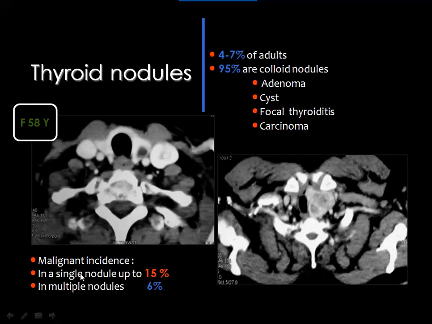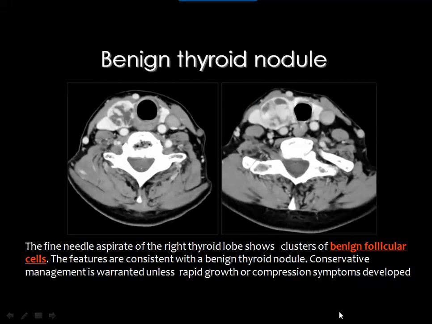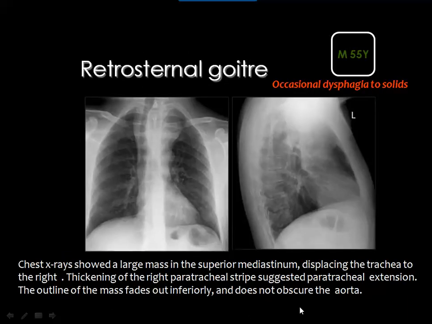And in a single nodule, the incidence of malignancy is about 15%, while the incidence of malignancy in multiple nodules is less. It is in the range of 6%. And this is a nodule in the right thyroid lobe, showing a solid component and the cystic component. And whenever it was biopsied, the histopathology result was clusters of benign follicular cysts and no evidence of malignancy.